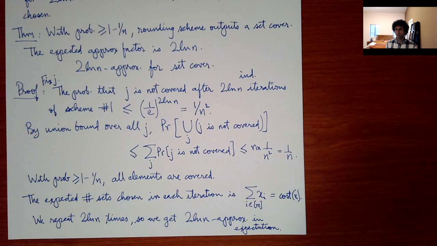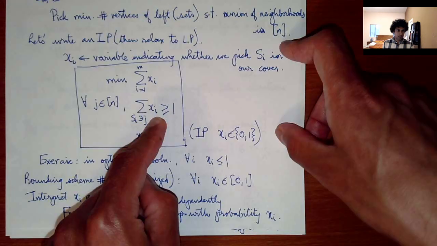But okay, let me just do a run through of the whole scheme. So I'm just going to put something in front and I'll take it away. We wrote the IP. Our first rounding scheme was to simply interpret every xi as a probability, and we pick every set with probability xi. So we pick si with probability xi. As was correctly pointed out, this is not going to be a cover. On the other hand, we can prove that for every element, the probability that it is covered is at least 1 minus 1 over e, or the probability that it is not covered is at most 1 over e. So that gives us the final scheme.